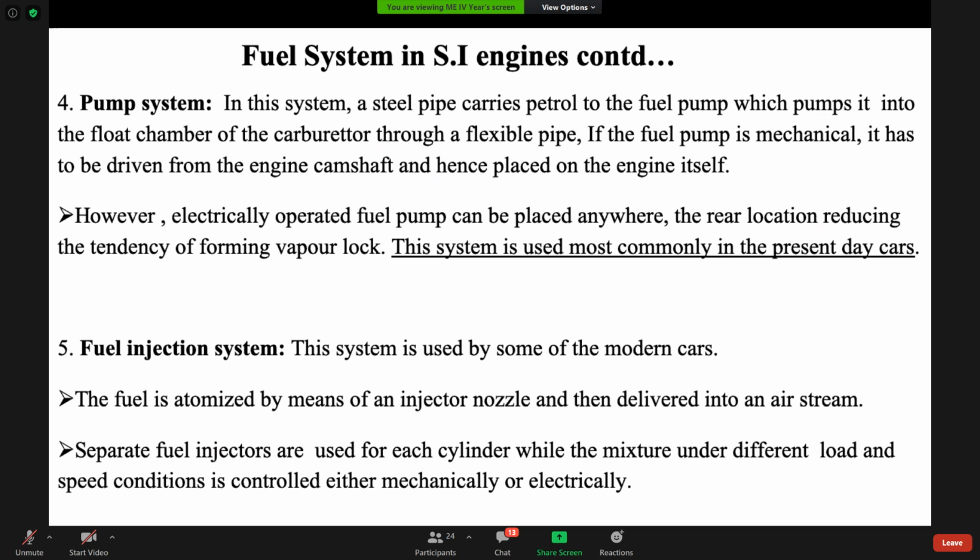Last one is your fuel injection system. This system is used by some of the modern cars. The fuel is atomized by means of an injector nozzle and then delivered into an air stream. Separate fuel injectors are used for each cylinder, while the mixture under different load and speed conditions is controlled either mechanically or electrically.